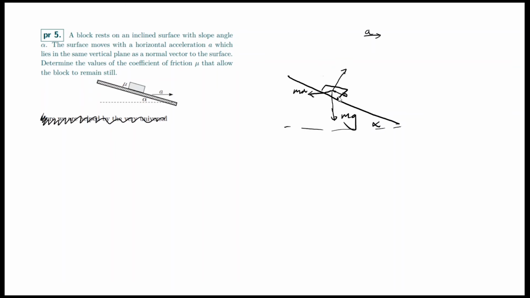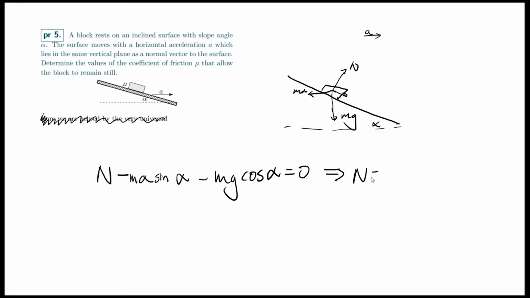So let's start off with the direction perpendicular to the plane. If we let this be n, then we have n minus, and this is alpha here, so the component perpendicular is going to be ma sine alpha, and this is just regular minus mg cosine alpha is equal to 0. So this gives us that the normal force is equal to ma sine alpha plus mg cosine alpha.